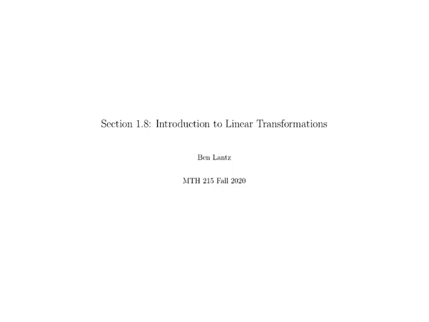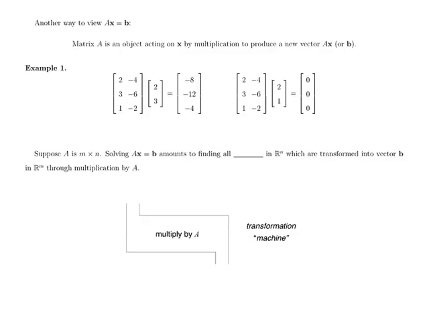In section 1.8, we're going to introduce the concept of linear transformations. To do this, we're going to think about our formula AX equals B, but we're going to look at it in a different way. So here, matrix A is an object acting on X by multiplication to produce a new vector, AX, or what we call B. So again, it's like A is going to do something to the vector X and produce a new vector.